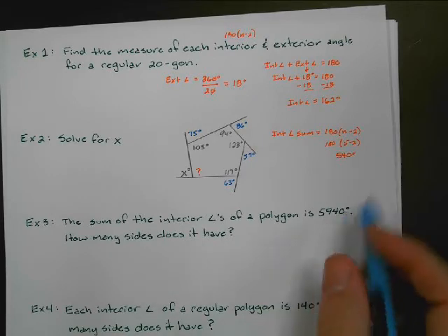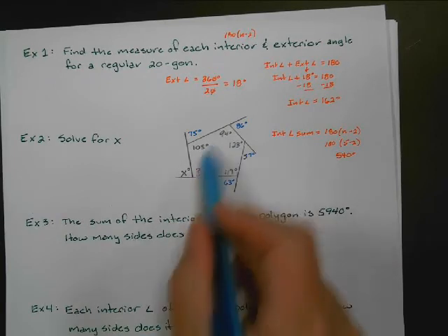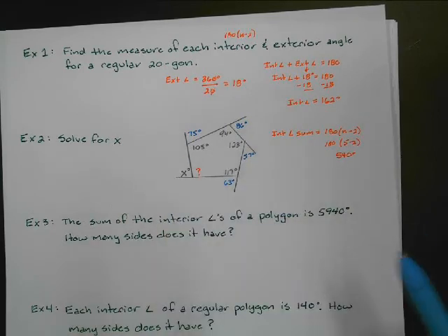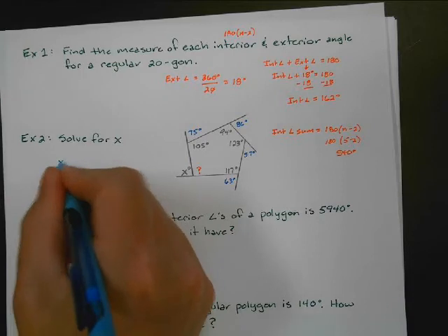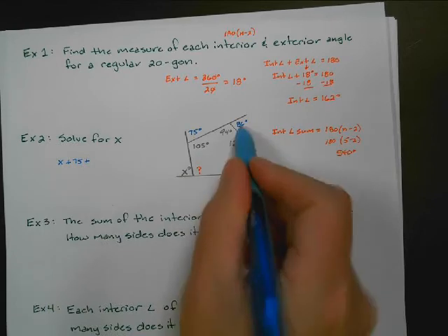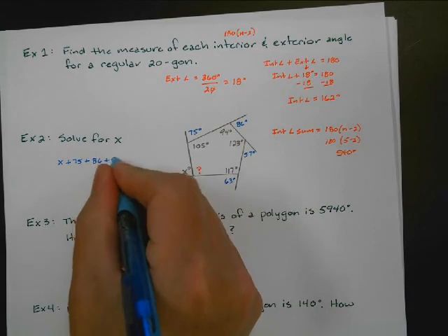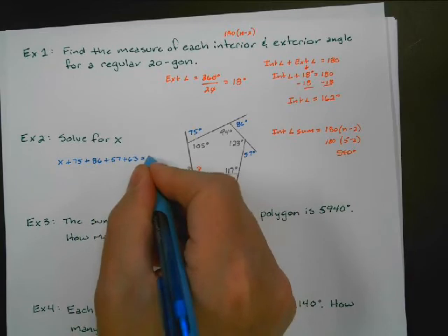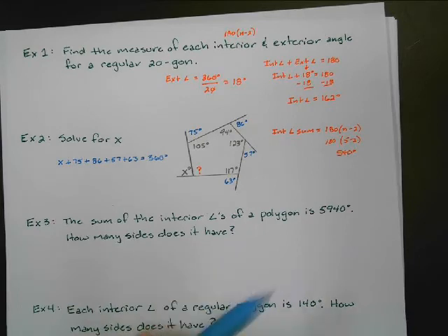So what I could do is I could do this right here and work from the interior angles and then solve, or I could find all my exterior angles and subtract from 360. So I'll do it both ways. So one way is I can say, okay, x plus 75 plus 86 plus 57 plus 63 equals 360 degrees, because the exterior angles always add up to 360 degrees.